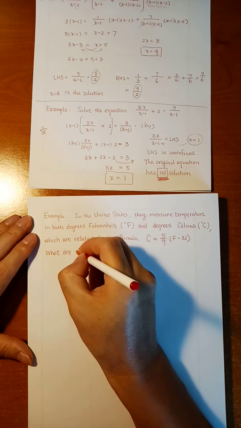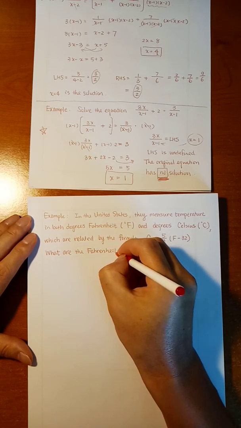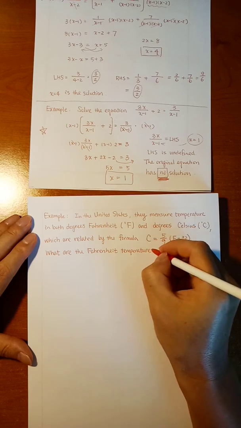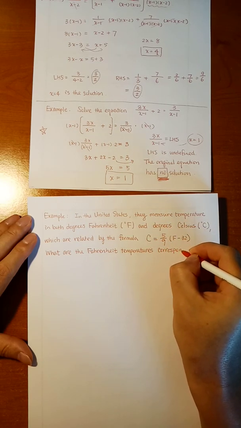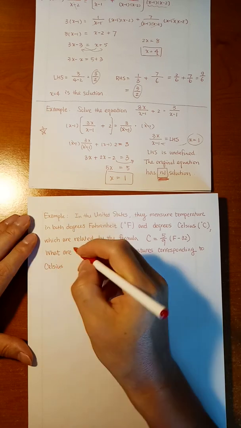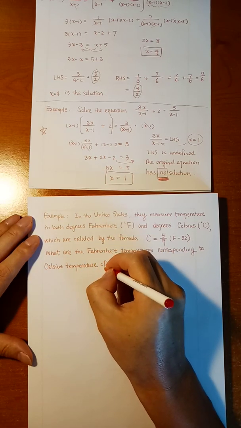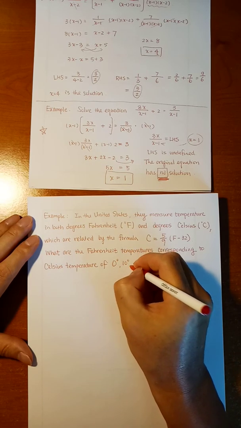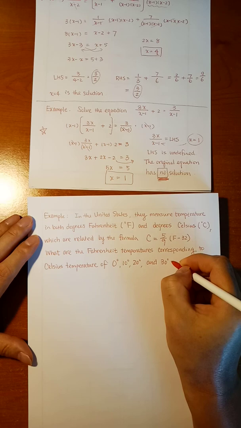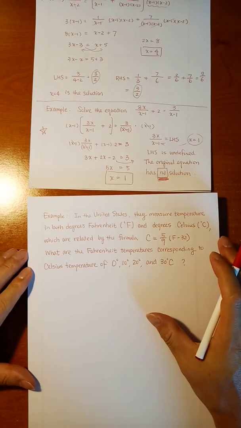What are the Fahrenheit temperatures corresponding to Celsius temperatures of 0 degrees, 10 degrees, 20 degrees, and 30 degrees Celsius? Okay, so this is a complete problem.